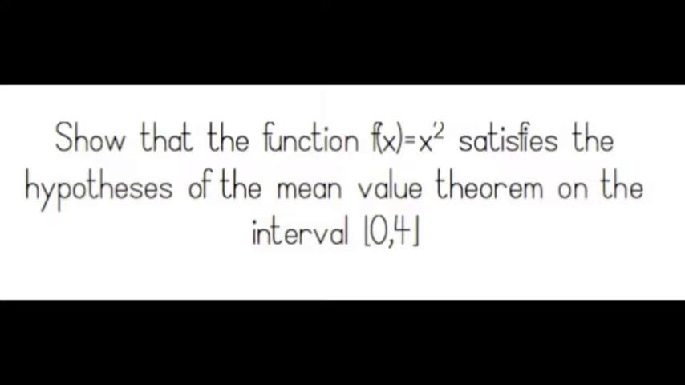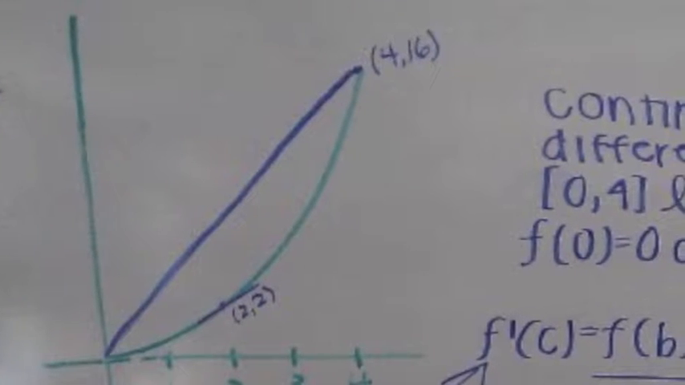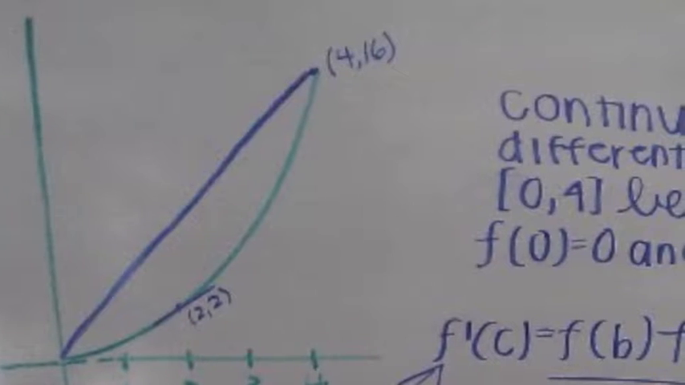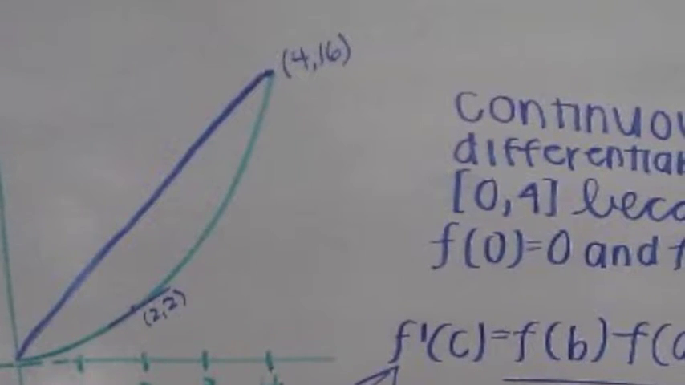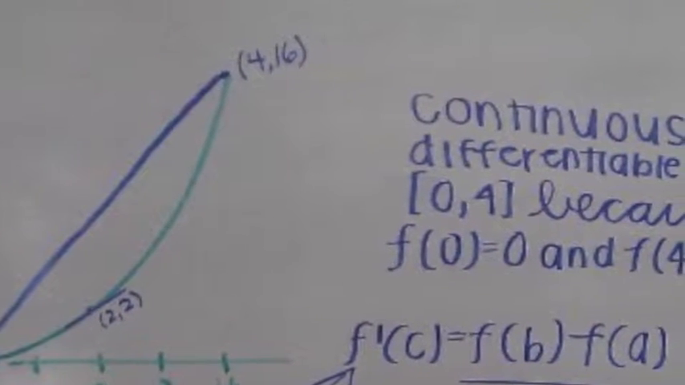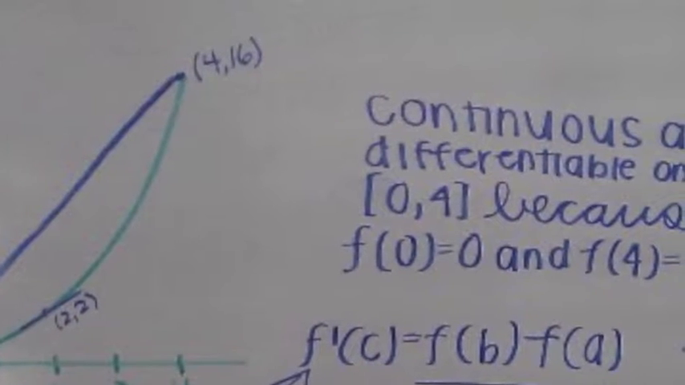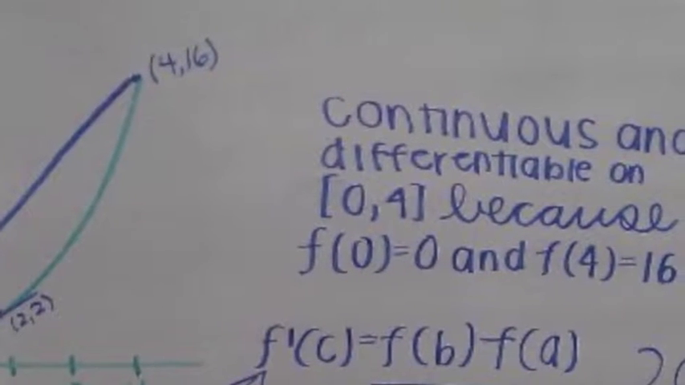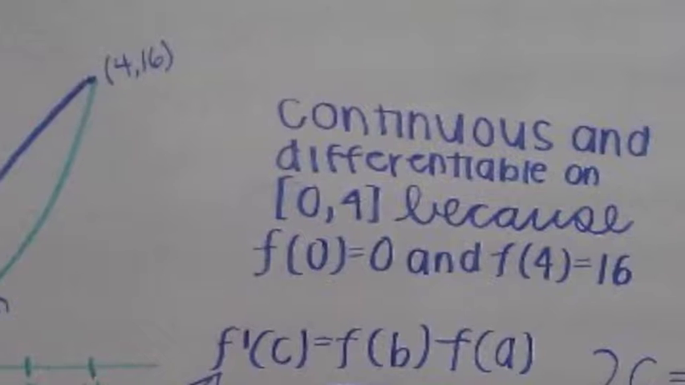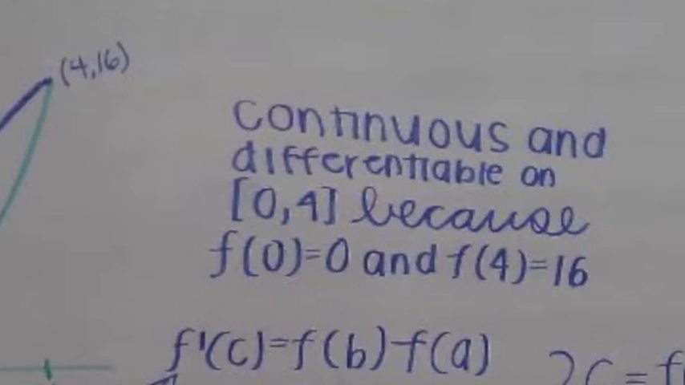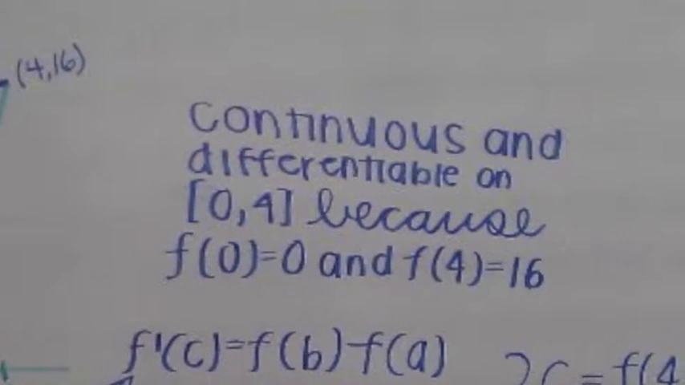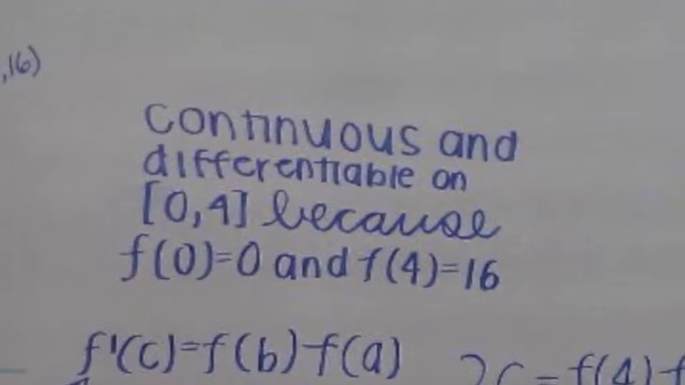For example, show that the function f of x equals x squared satisfies the hypotheses of the mean value theorem on the interval from 0 to 4. So for this problem, we're given a graph from 0 to 4, and we can see that it's both continuous and differentiable on the interval from 0 to 4. We know that the graph is both continuous and differentiable because f of 0 equals 0 and f of 4 equals 16.